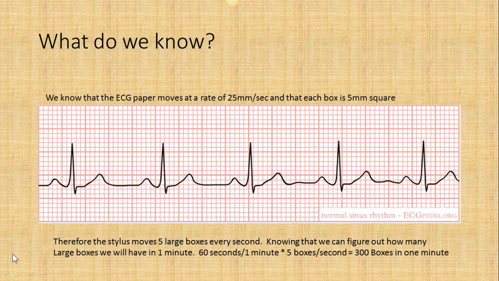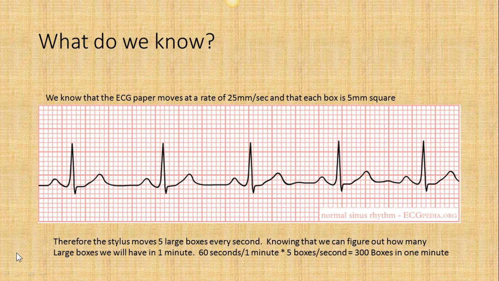So what do we know? We know that EKG paper moves at a rate of 25 millimeters per second, and we also know that each large box on the ECG is 5 millimeters square. So therefore, if the paper moves at that rate, the stylus will move 5 large boxes every second.